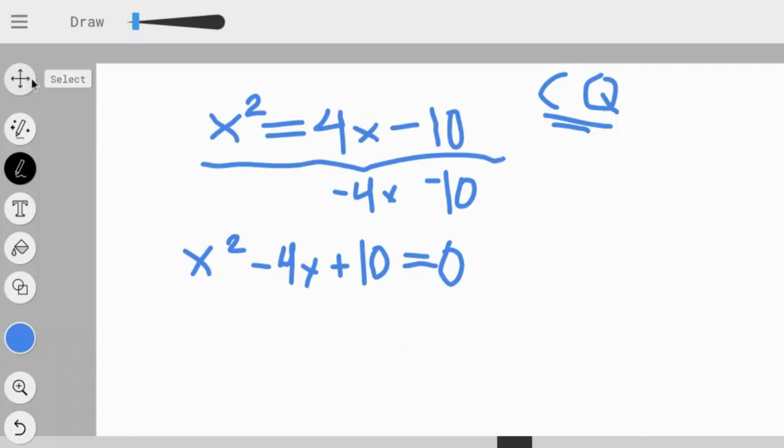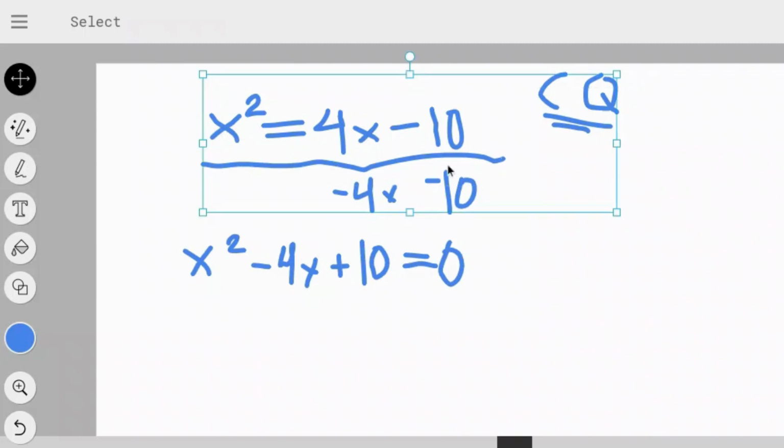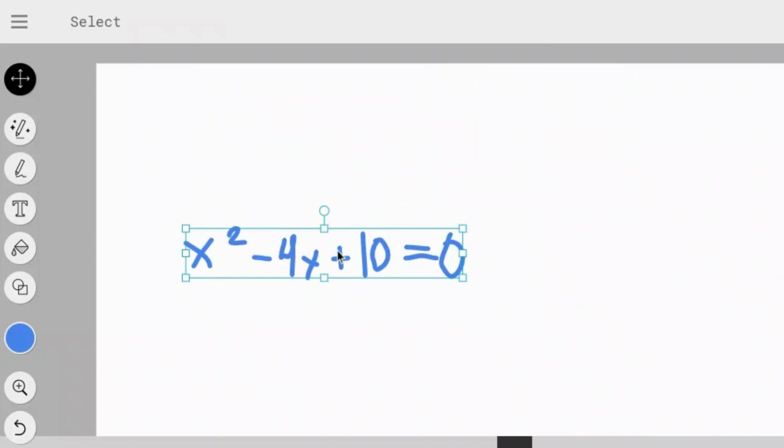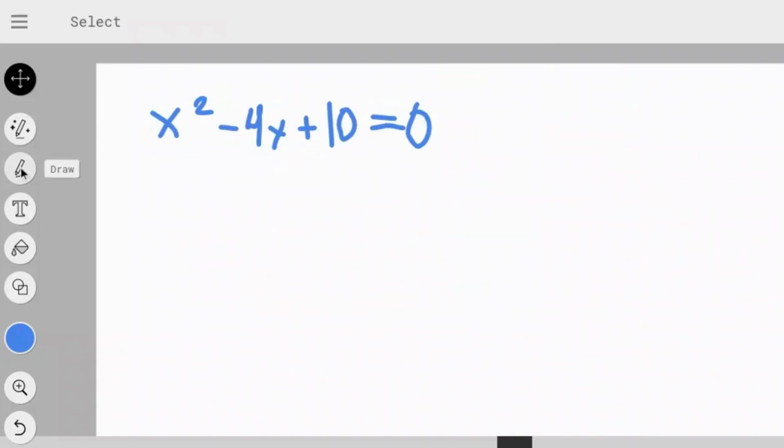So let's get rid of this. I'm just going to get that out of existence, and I'm also going to move this upwards. Oh my gosh, I did that. Anyways, now that we have that set up, we can start pulling out our A's, B's, and C's.